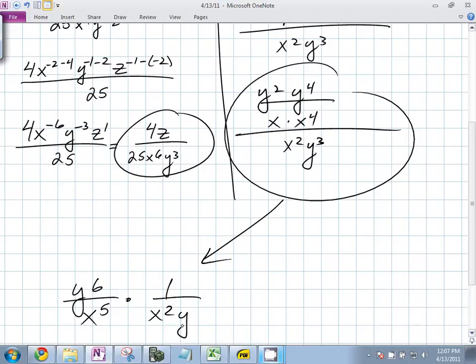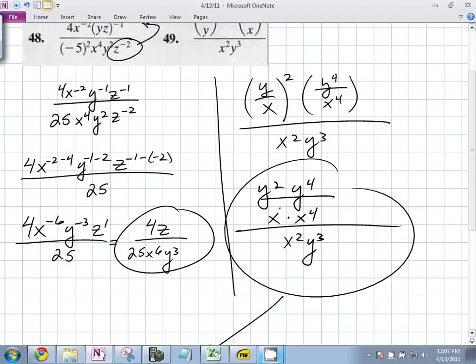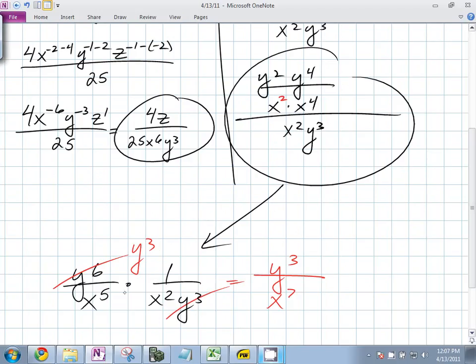What cancels? What does this become? Y to the? So it becomes y to the 3rd over what? Is that right? Hold on, I'm missing something here. Oh, we know what we didn't do? I didn't square that right there. So this should be x to the 6th. Sorry about that. So that should be x to the 8th. That didn't seem right. Does that make sense, everybody?